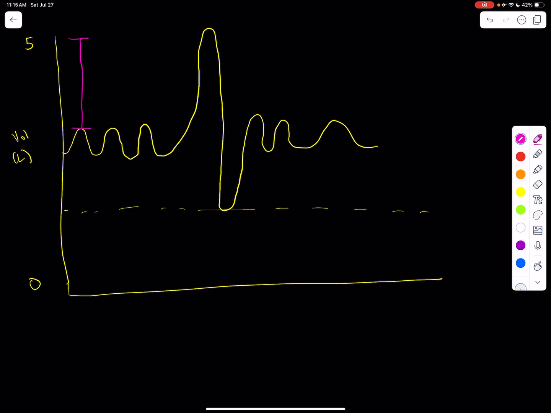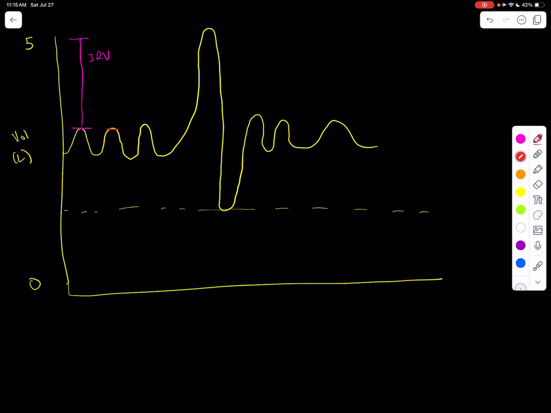We call this inspiratory reserve volume, or IRV. You've taken a normal breath of air in. Well, inspiratory reserve volume is how much air could I still get in. So I've taken my normal breath of air in up to here, but I could actually increase the amount of air in my lungs by that much. And so we call that inspiratory reserve volume.